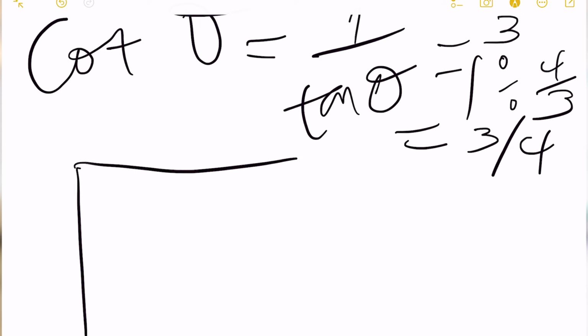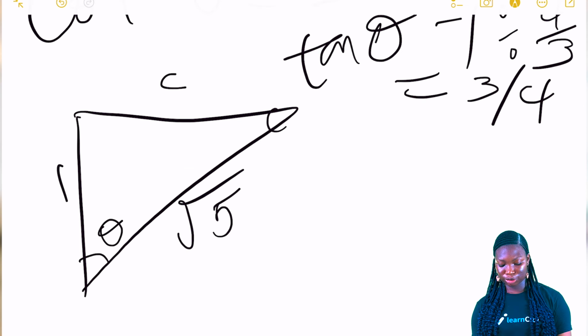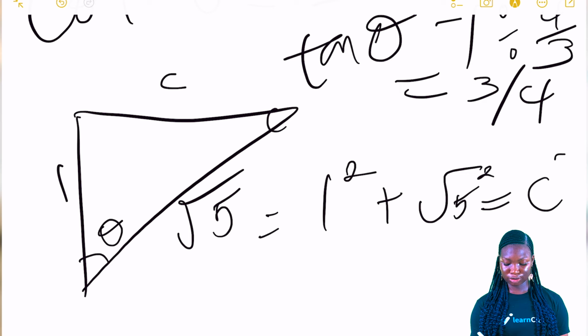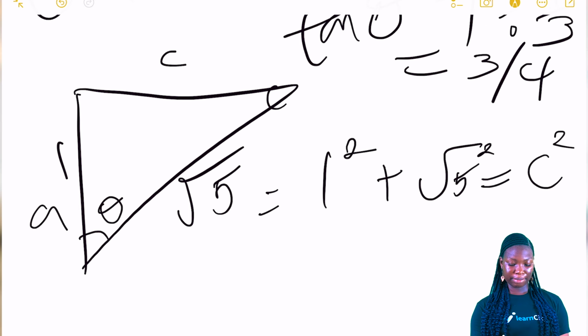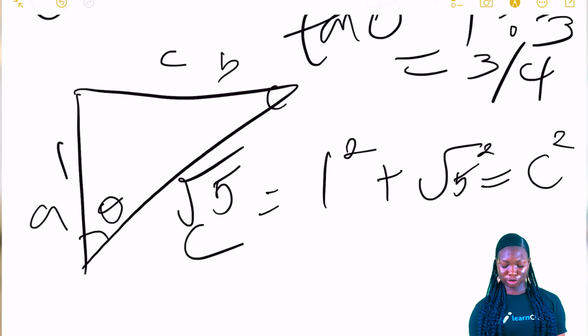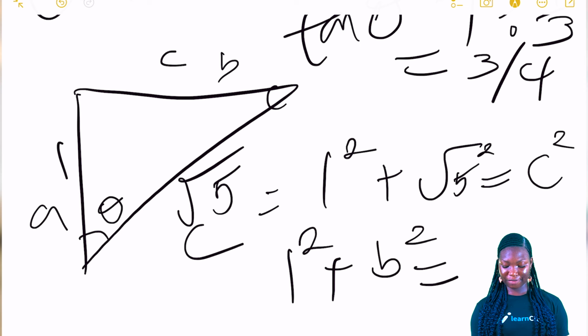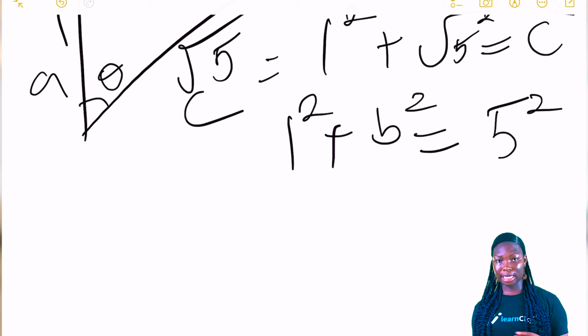Now for the second triangle, here is root 5, here is 1, and we have this to be unknown. So we have 1 squared plus b squared equals root 5 squared. Now in this case, this is our A, B, and C. So our C is root 5, where we have 1 squared plus b squared will now be root 5 squared, because we usually have opposite plus adjacent to be hypotenuse.